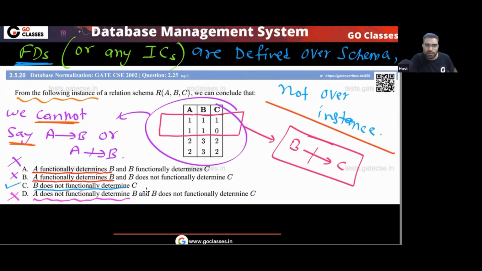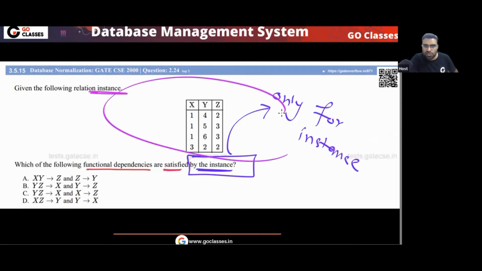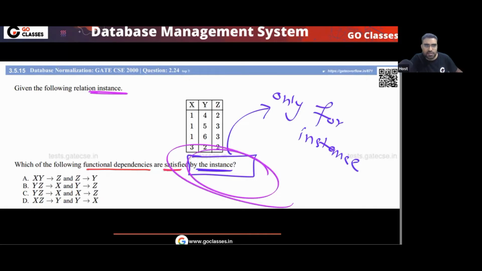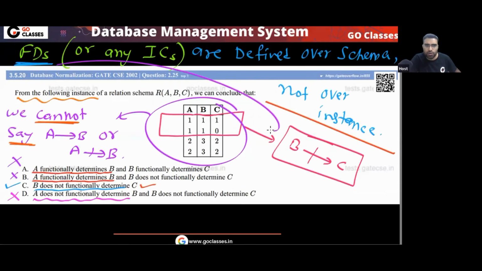Is this clear? Please tell me. Please understand the difference between this GATE exam question and this question. In this question, an instance is given to you and we are asking which functional dependency will hold by the instance, which functional dependencies are satisfied by this instance. So this is the difference between these two questions. Understood? For this question, the answer will be option C.